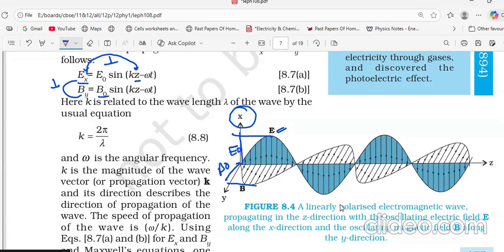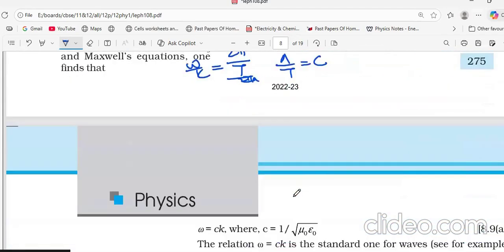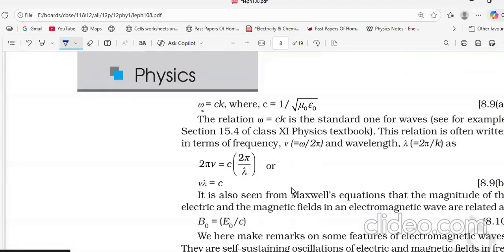And these are wave equations. So you know the propagation factor k is 2 pi by lambda and omega is 2 pi by T. So omega by k is 2 pi by T divided by 2 pi by lambda. That means it is lambda by T, and that's c. So omega by k is c. So this also you know.